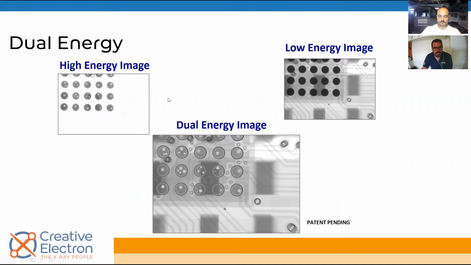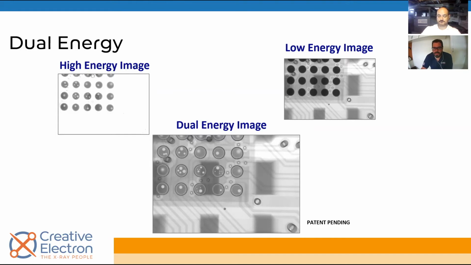To create better BGA tools, we use what is called dual energy. Because the balls on a BGA tend to be very dark, since it's essentially just solder, getting a good image of them means you're overblowing or oversaturating the rest of the image, sort of what you see on the high energy image.